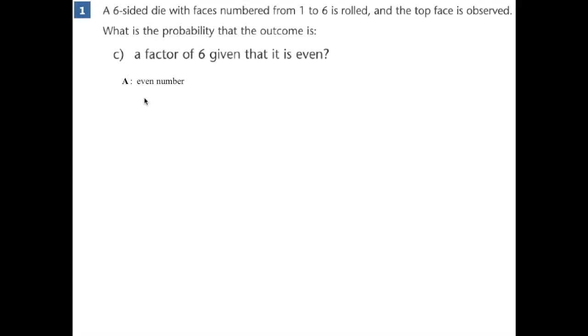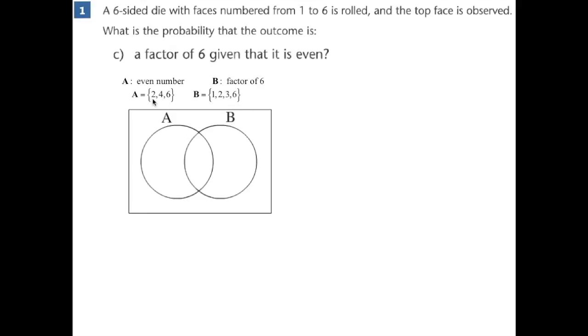The even numbers is A, and B is going to be the factors of 6, so the even numbers are 2, 4, and 6. Factors of 6, so 1 times 6 is 6, 2 times 3 is 6, so 1, 2, 3, and 6 are factors of 6. What do they have in common? The 2 and the 6 are common. 2 and 6 are going to go here. The 1, the 3 is going to go over here, the 4 goes over here, and the 6 is common. The 5 is in neither of these. I'm going to put the 5 on the outside.